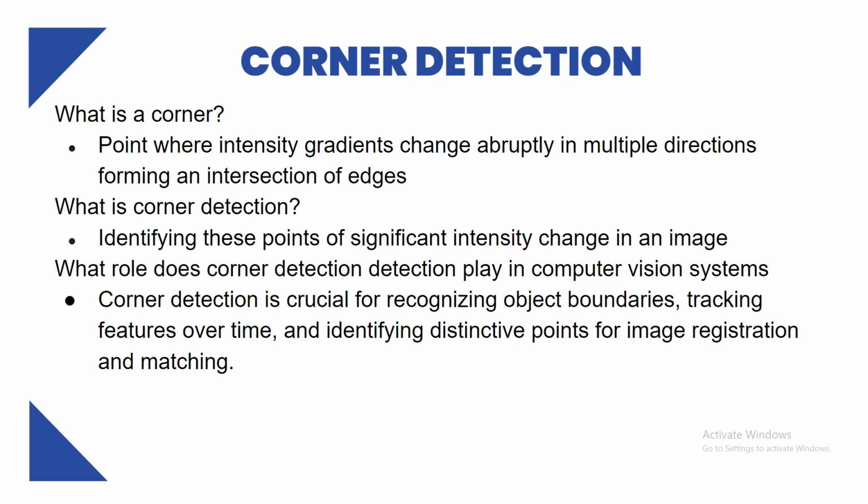Of course, what is a corner? It is an abrupt change in the intensity gradient in multiple directions. An edge is usually in one direction, but a corner is in multiple directions. So corner detection is identifying those corners in an image. It is out of corner detection that we can detect object boundaries, track features in videos, for example CCTV footage, and also identify distinctive points in image registration and matching images, face detection, and also fingerprint detection.